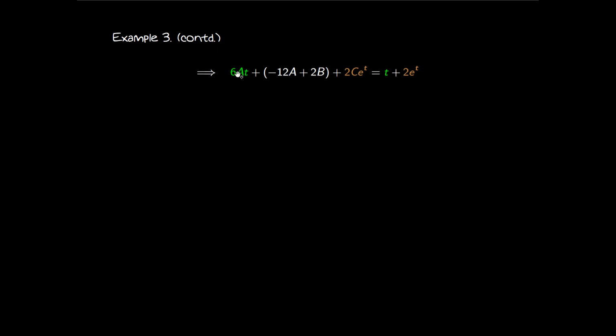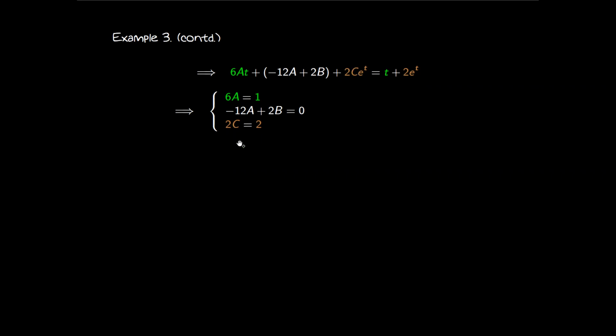Compare the two sides. Then we know the corresponding coefficients have to match, right? You have 6at on one side, 1t on the other side. So that's why 6a is equal to 1. And here the constant is negative 12a plus 2b. On the other side, you don't have any constant, so that's why you have a 0. And for the e to the t, you're going to have 2c and 2 on the two sides. So that's why they are equal, right?